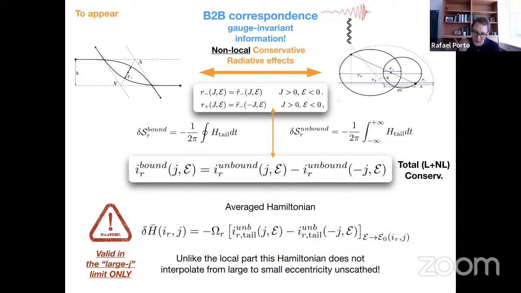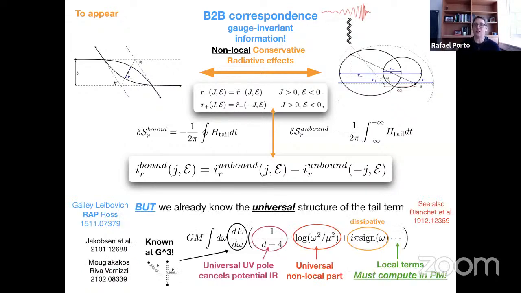So naively, we can construct the average Hamiltonian for the non-local term in the large j expansion, and we have checked explicitly that it maps through this analytic continuation. However, we have to be a little bit more clever to relate this to the Hamiltonian in the small eccentricity expansion. It does not work literally just using this for a small eccentricity, but we know the form of this piece. We know it exactly. All the terms that we don't know are the local terms that do go through this map, as I just showed you.